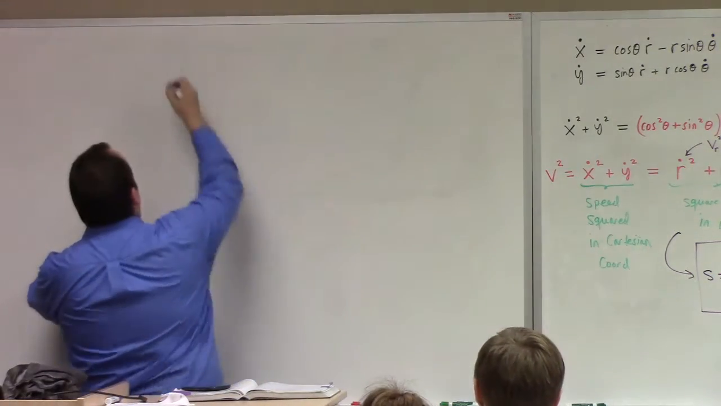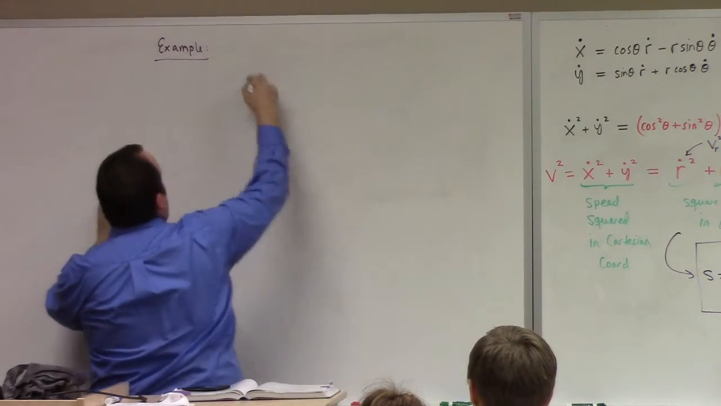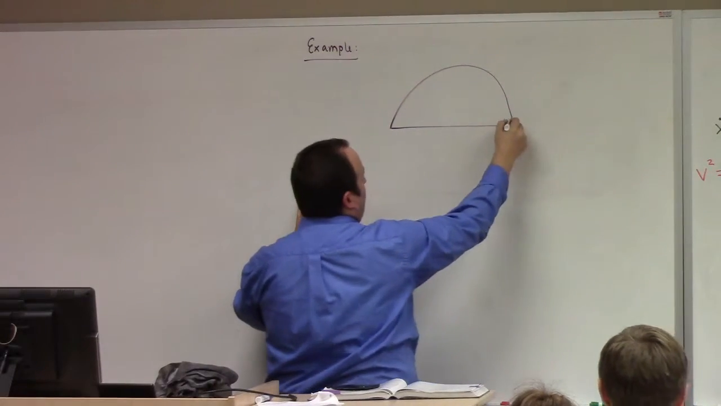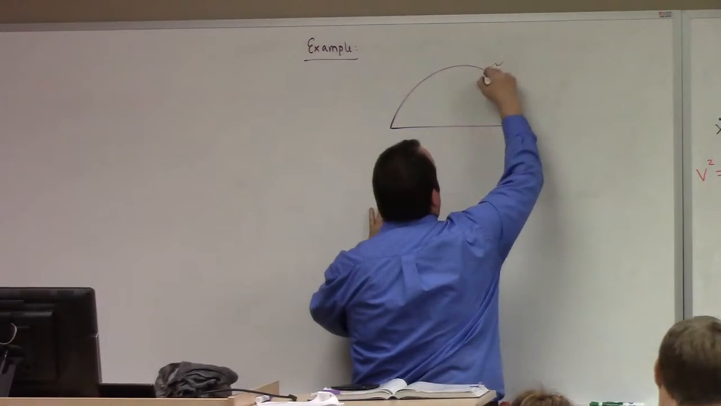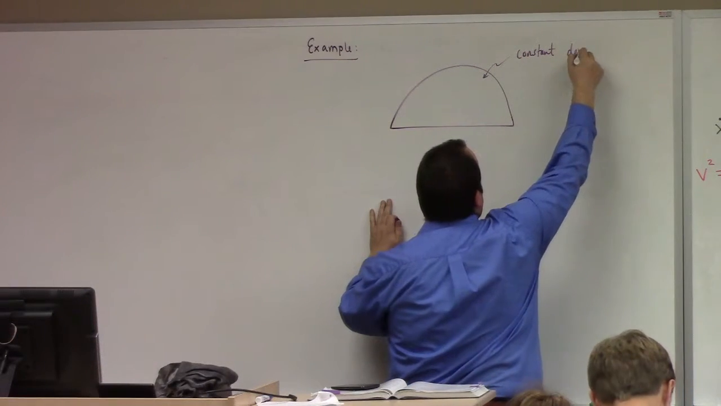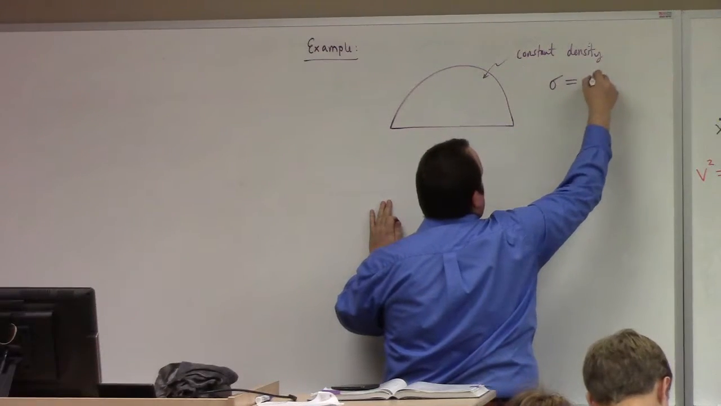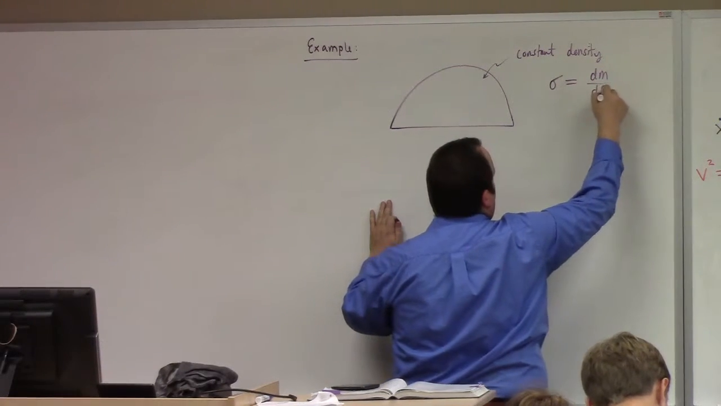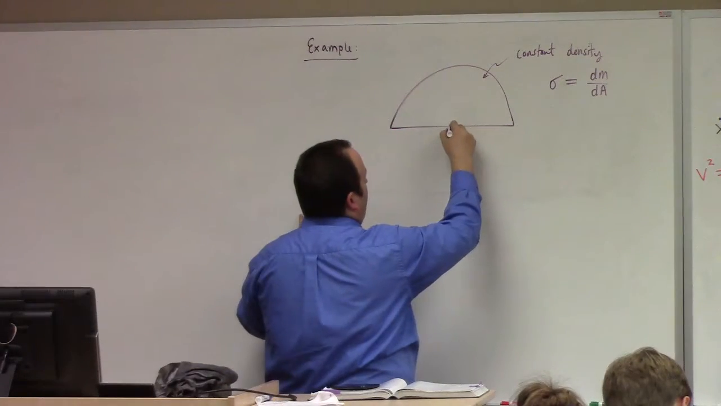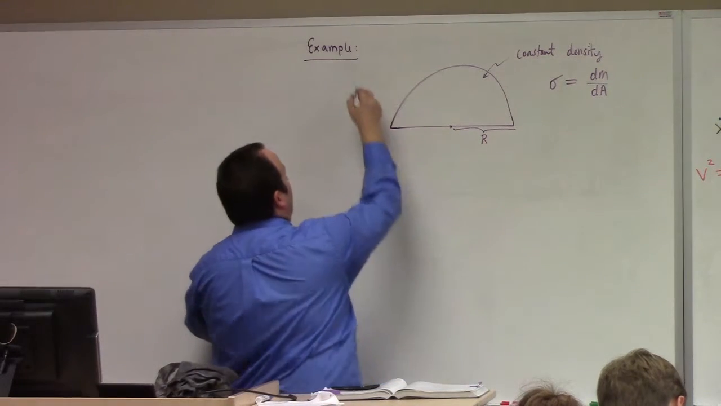if you have a solid laminate of constant density, so I usually use sigma for that, dm dA, the mass per unit area. And suppose that this is a half circle, radius r. You could say find the center of mass.